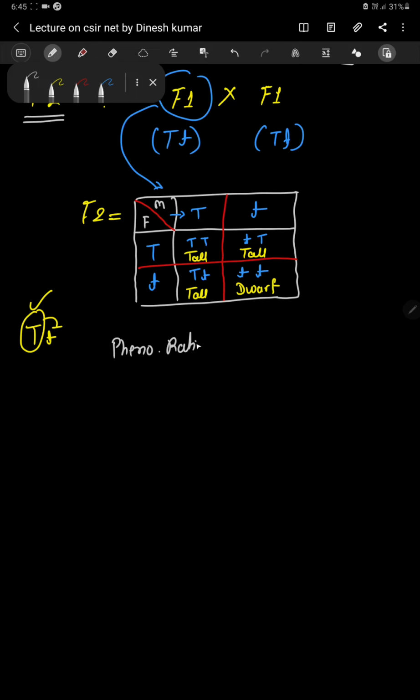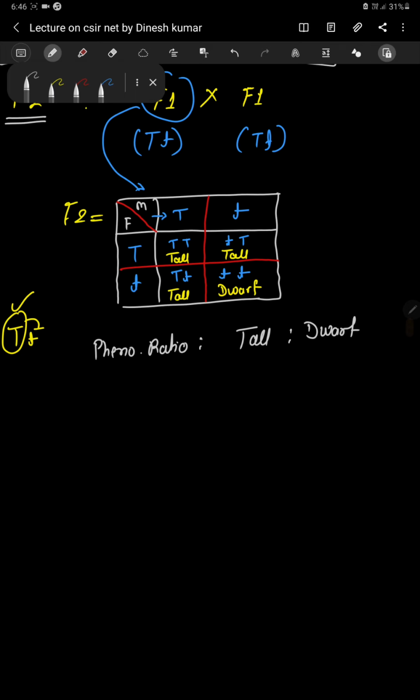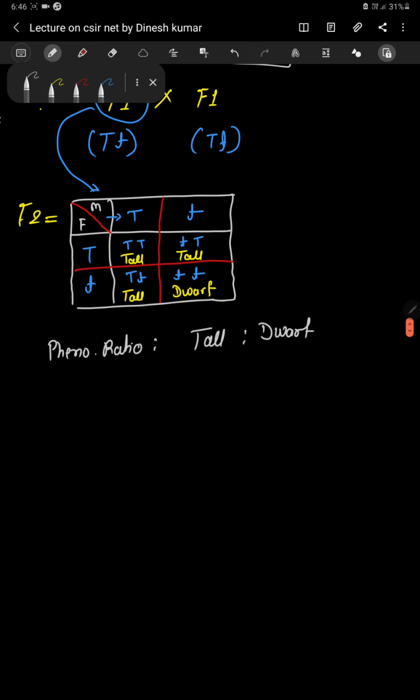ratio, then here we have two varieties for the phenotype. One is tall, another one is dwarf. We do not have any third type of variety here. Now what is the total phenotype of the tall and dwarf? We have 3 tall plants in the F2 generation and 1 dwarf plant. Now the phenotypic ratio will be 3:1.